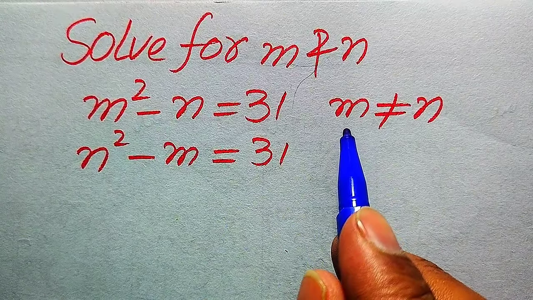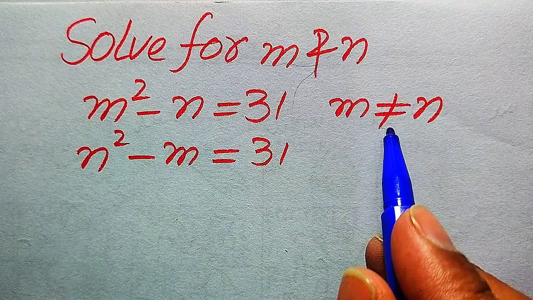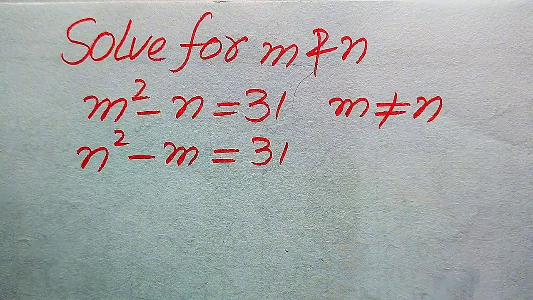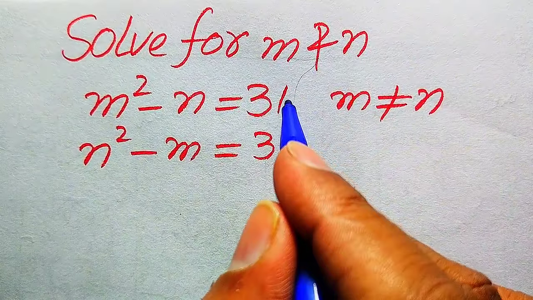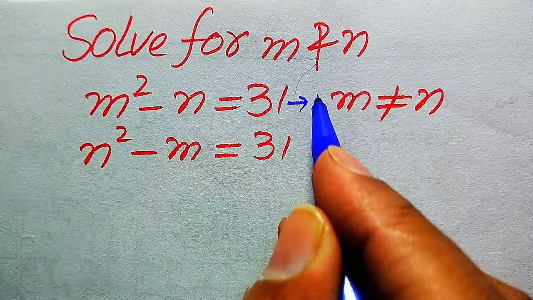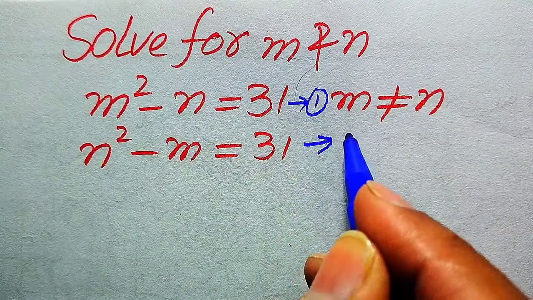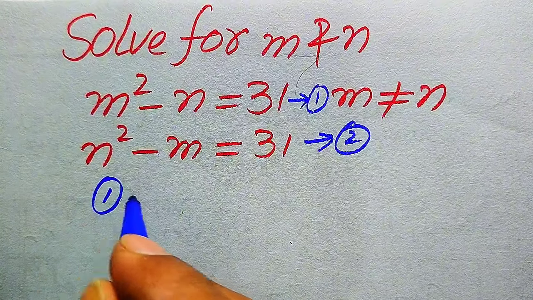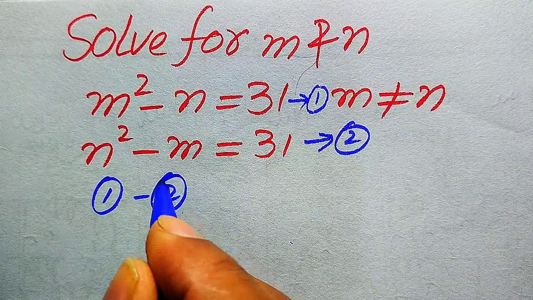So here this means that m and n are not equal, or in other words, we solve this problem for distinct values of m and n. So now we first call this equation number 1 and this our equation number 2. So here first we subtract equation number 2 from equation number 1.